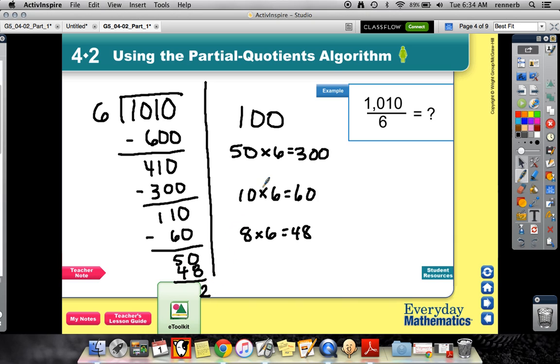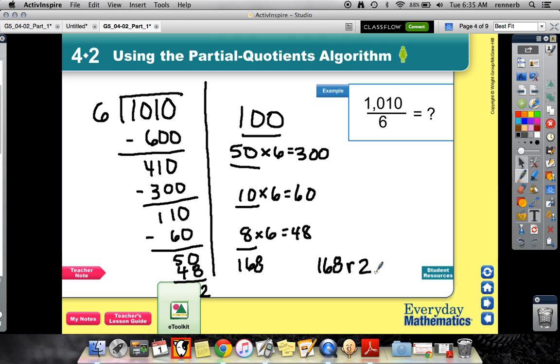All right. Now, I'm going to add all these numbers up. I'm going to add the number 100. I'm going to add the number 50. I'm going to add the number 10. I'm going to add the number 8. And when I do that, it's 168. Now, my answer will be 168. And then I have to bring this over. Remainder 2.